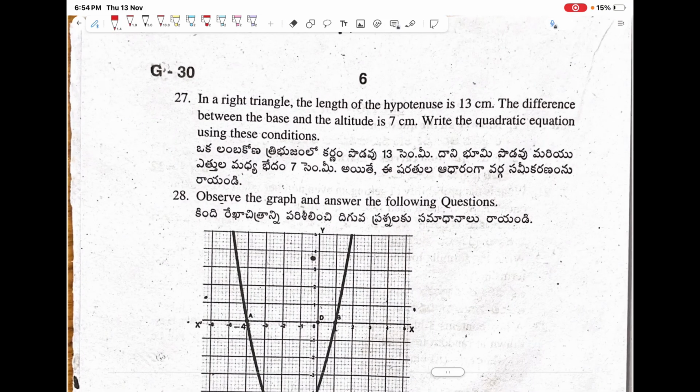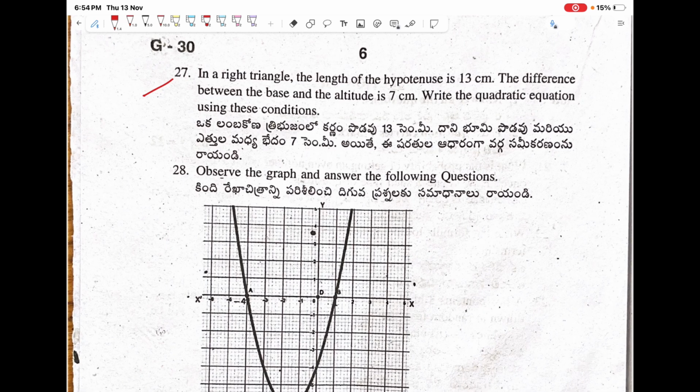Now let us see question number 27. In a right angle triangle, the length of the hypotenuse is 13 centimeter. The difference between the base and the altitude is 7 centimeter. So first let us take a right angle triangle, and the hypotenuse is mentioned very clearly.